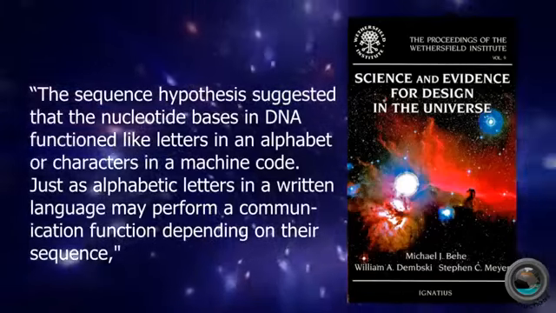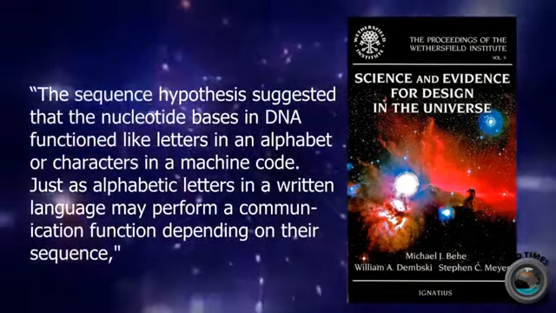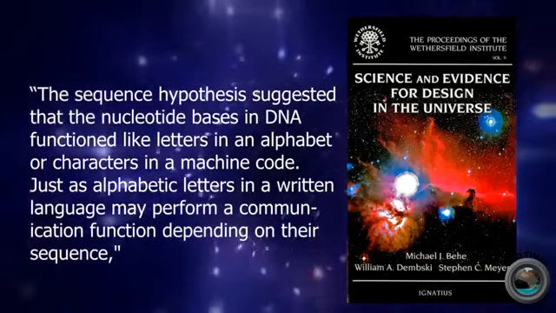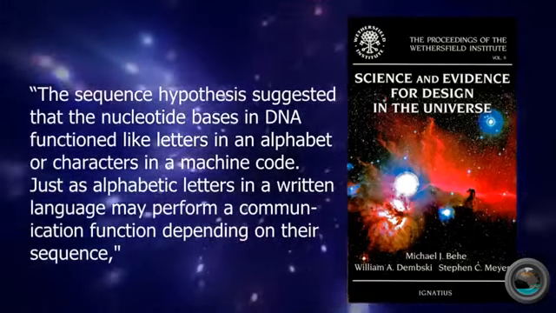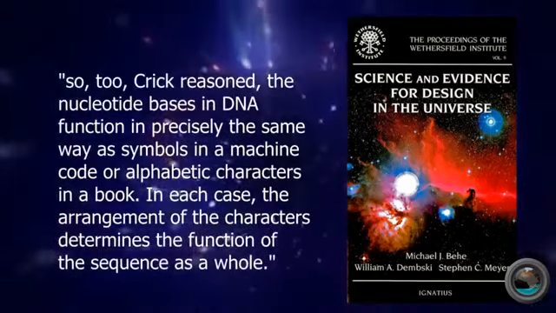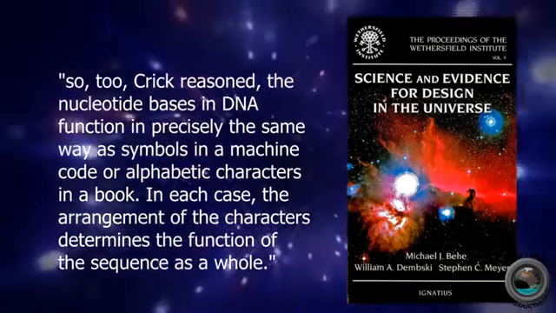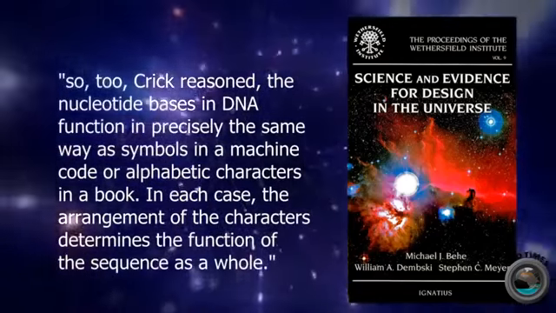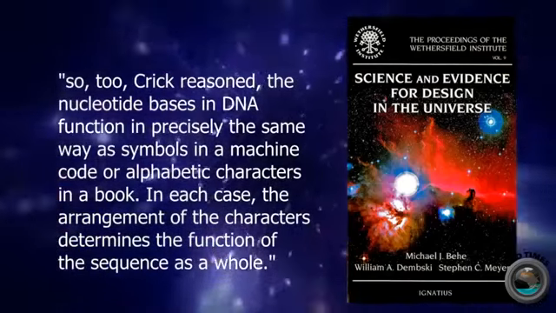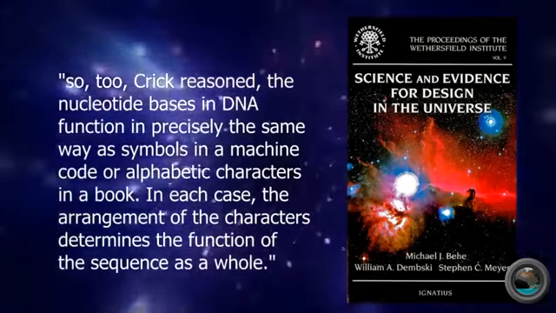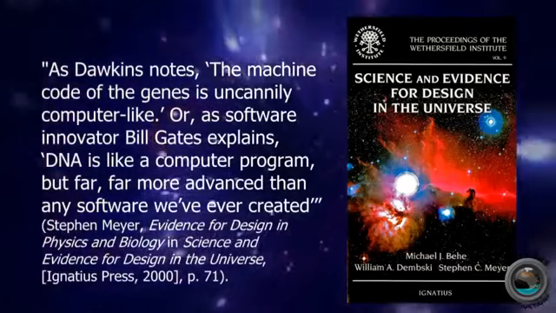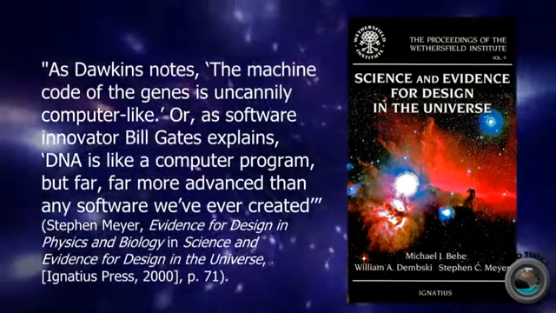The sequence hypothesis suggests that the nucleotide bases in DNA functioned like letters in an alphabet or characters in a machine code. Just as alphabetic letters in a written language may perform a communication function depending on the sequence, so too, Crick reasoned, the nucleotide bases in DNA function in precisely the same way as symbols in a machine code or alphabetic characters in a book. In each case, the arrangement of the characters determines the function of the sequence as a whole. As Dawkins notes, the machine code of the genes is uncannily computer-like.